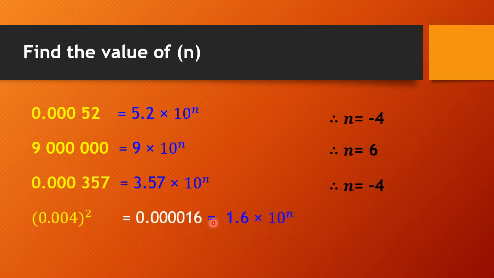In this example, we will find the value of 0.004 power 2 equal this number. So the decimal point is between 1 and 6, and we will move the decimal point. How many places? Let's count: 1, 2, 3, 4, 5. It will be 1.6 times 10 power 5 or negative 5? Yes, it will be negative 5 because we will move the decimal point to the right.